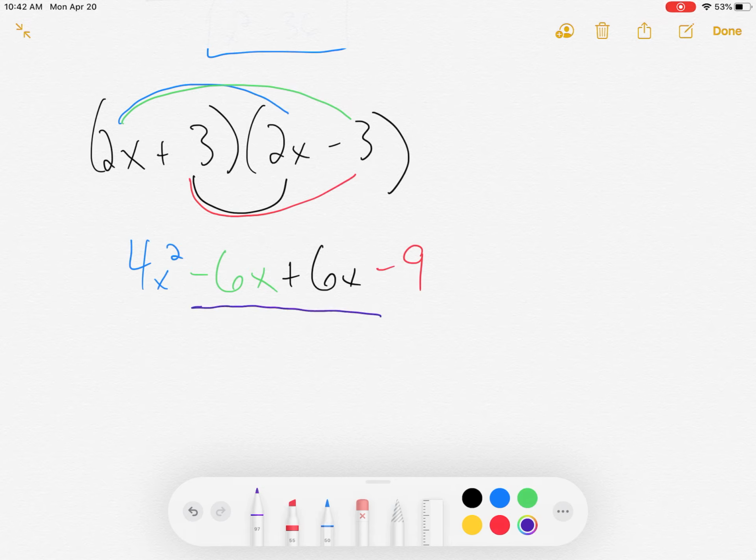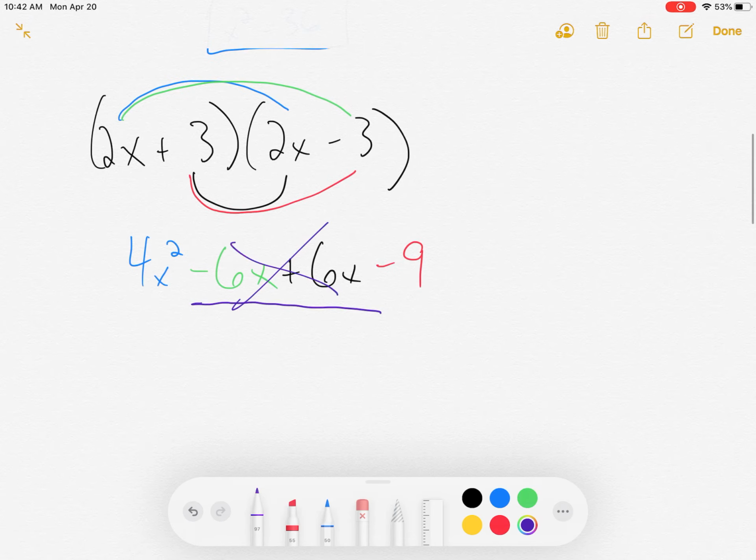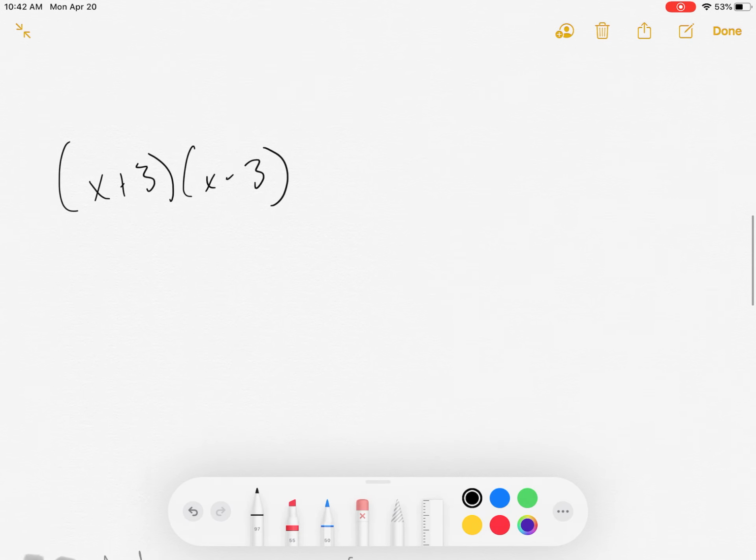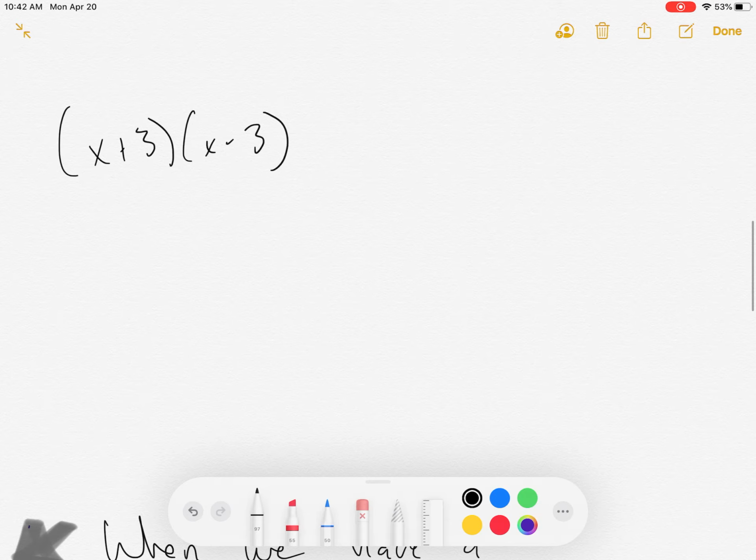Now, again, we need to combine like terms. So in the middle, we're going to say, well, negative 6x plus 6x. Again, those two 6x's are going to cancel each other out. One of them is positive, one of them is negative. All that we have left is 4x squared minus 9.